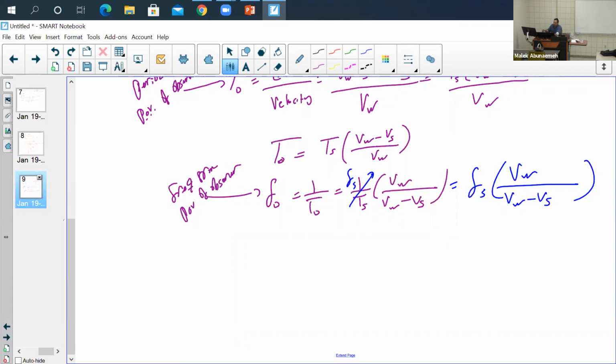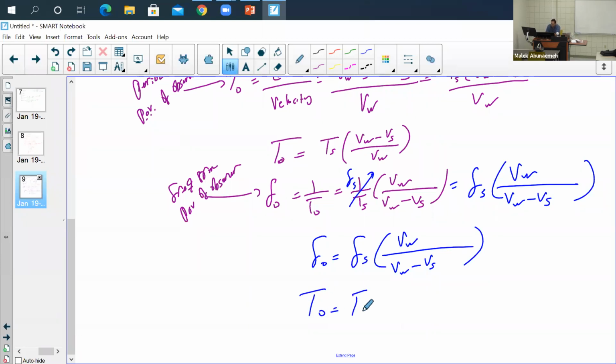Let me actually write it down over here. So F naught is going to equal Fs times VW. Again, Fs is the source frequency and F naught is the observer frequency, divided by VW minus VS. Actually, let me write this down better. So this is going to be TS times (VW minus VS) over VW.